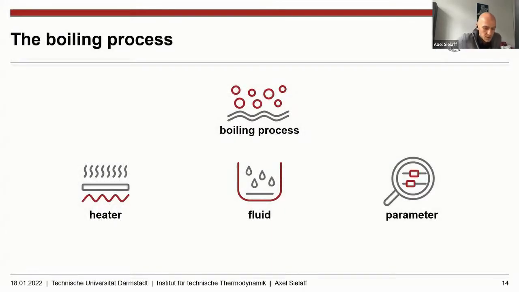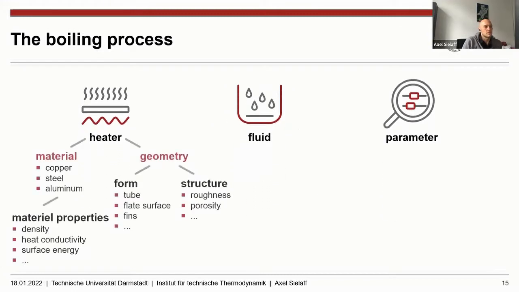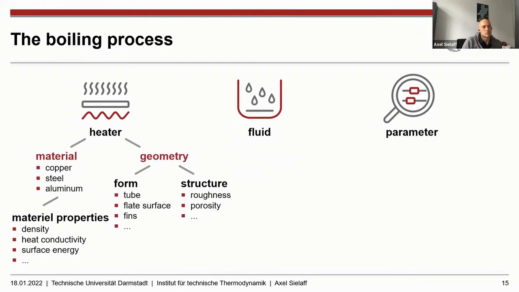I don't want to go into detail on all the correlations. I just want to give a small motivation. So I will not show correlations, but just let me show how we want to proceed, because the boiling process is more or less based on 3 columns. We have the heater, we have the fluid, and we have the boiling parameters. All of this we can divide further.